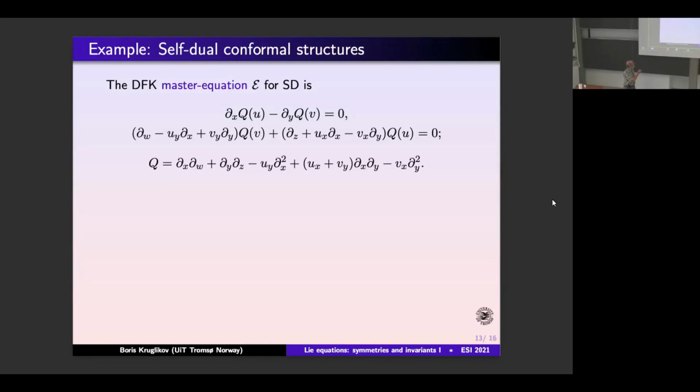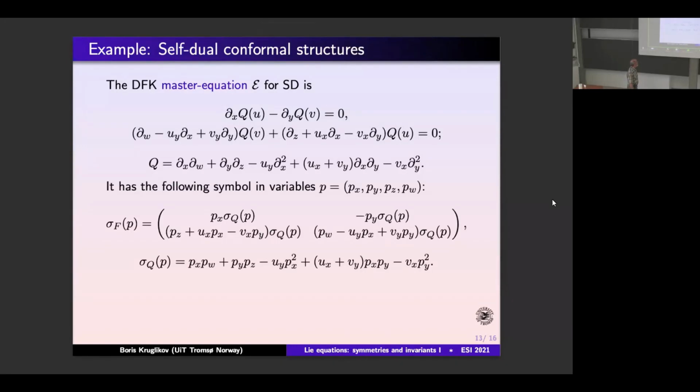And the first two lines are actually two equations. So you have two unknowns, U and V, and two equations of third order. Okay, we have to do the test. Here we compute the symbol, and the symbol has to be a cubic polynomial in the covector P. P has coordinates Px, Py, Pz, Pw, because x, y, z, w are independent variables. First I compute the symbol of Q. It's a quadratic polynomial, as you see below. Then I compute the symbol of the equation.